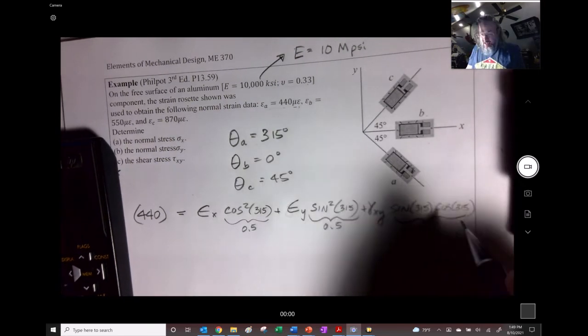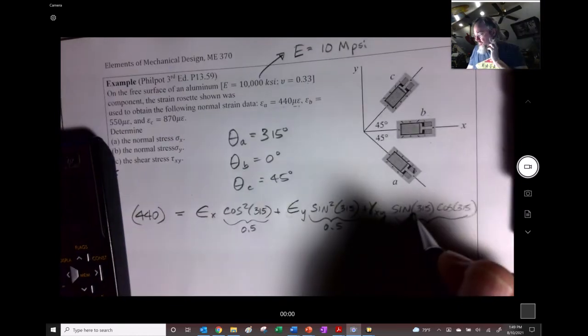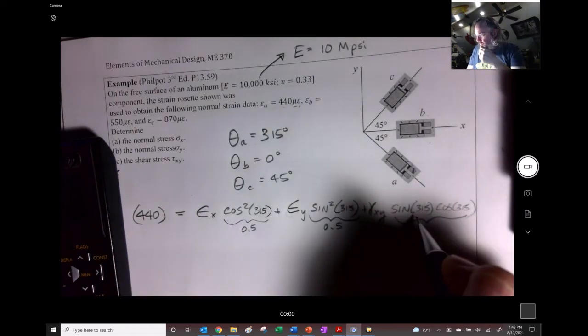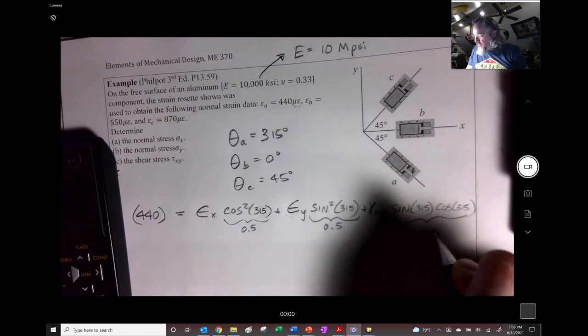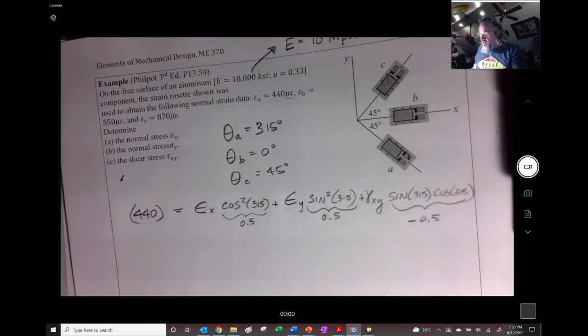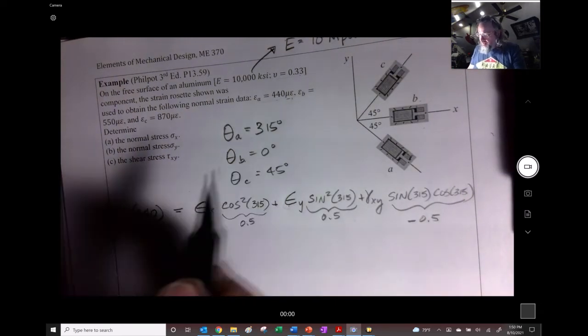But this guy right here, now he is going to be negative 0.5 times negative 0.707 times 0.707. So he's going to be negative 0.5, right? But we have three unknowns. These are three unknowns. Let's go to B now.